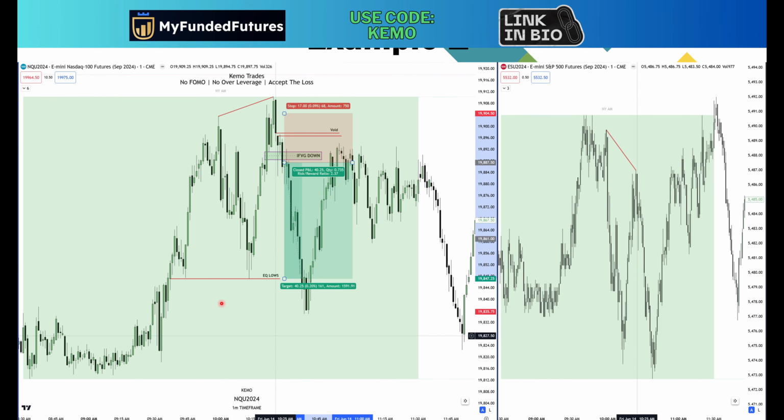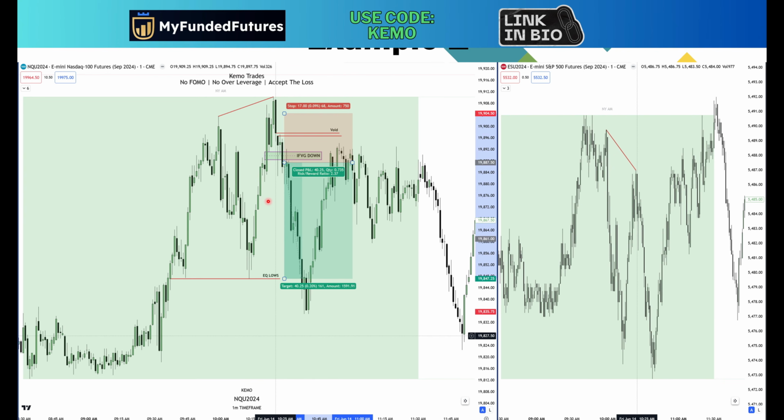So here's the first example. Why did this work and why is this so powerful? As you can see, all these times are New York time. This is 10:25 a.m. New York time. And I have the cursor sitting on this time, so it shows you that there is an SMT between NASDAQ and S&P. So right here between this high and this high and this high and this high, NASDAQ did take this high and S&P did not. So number one is an SMT.